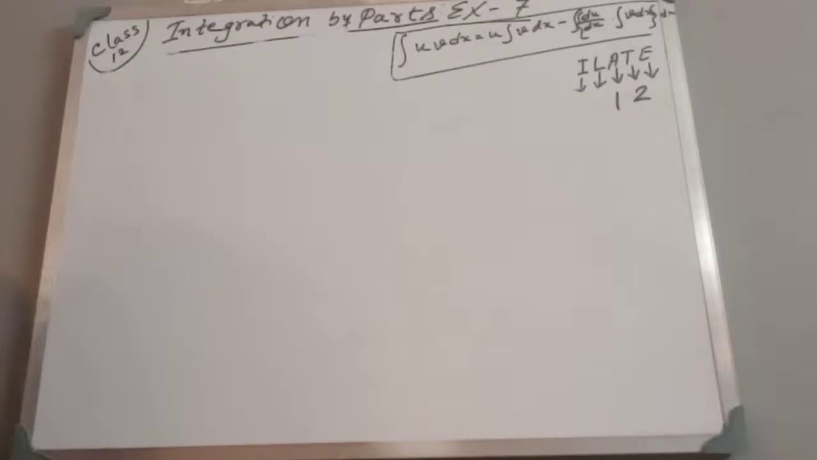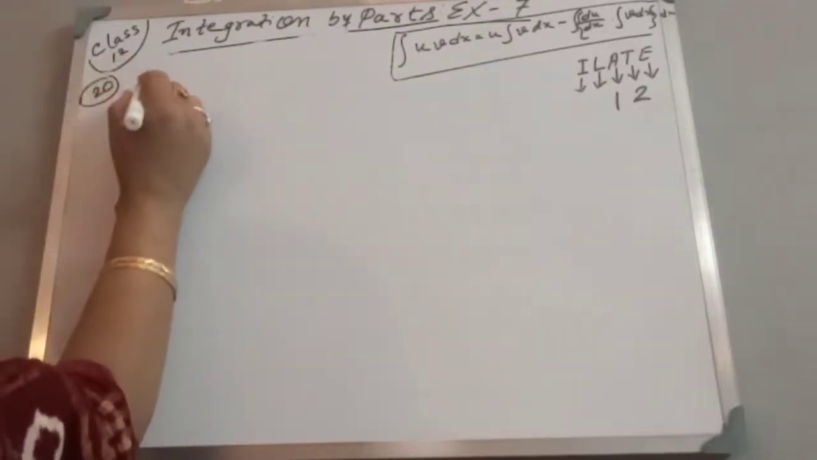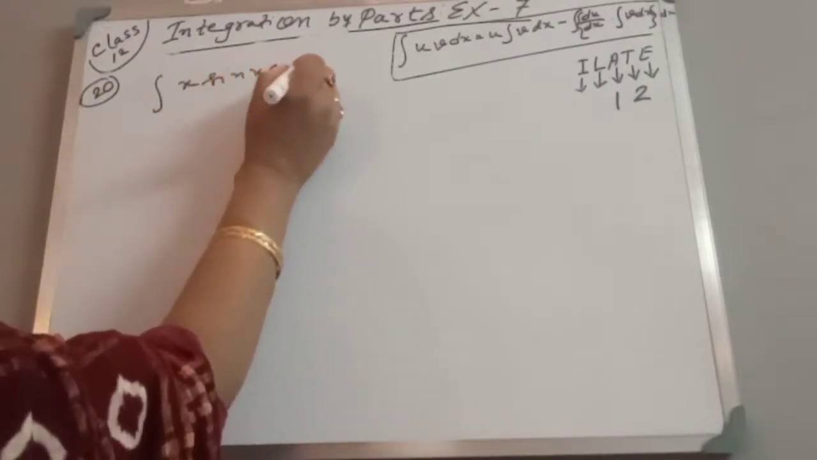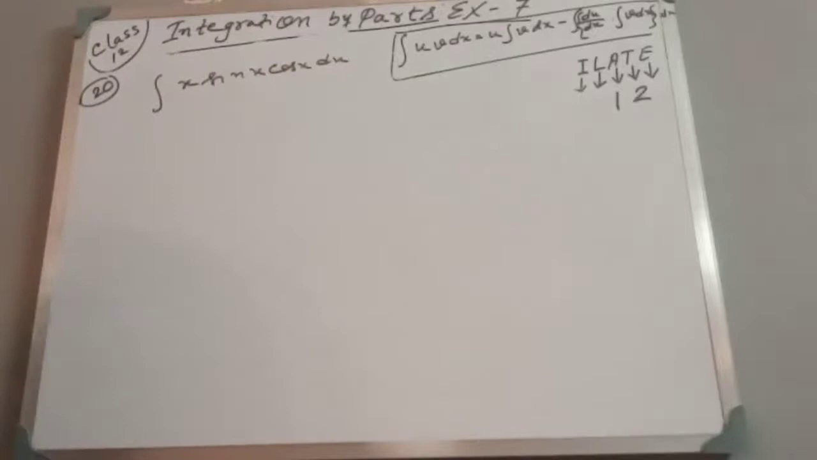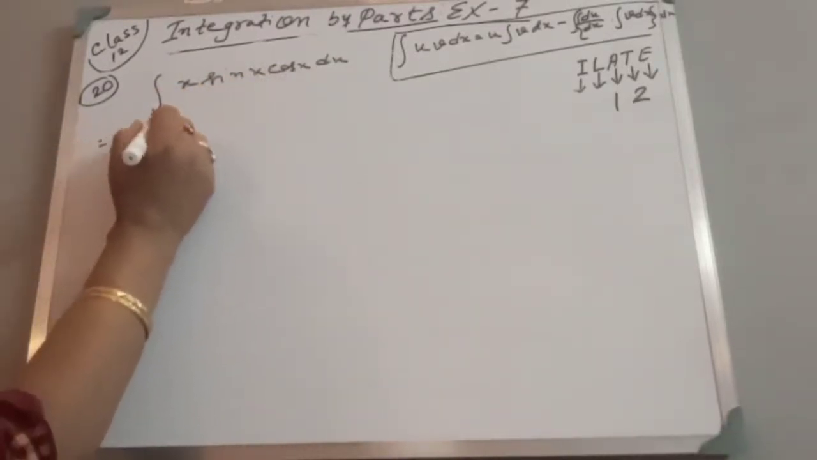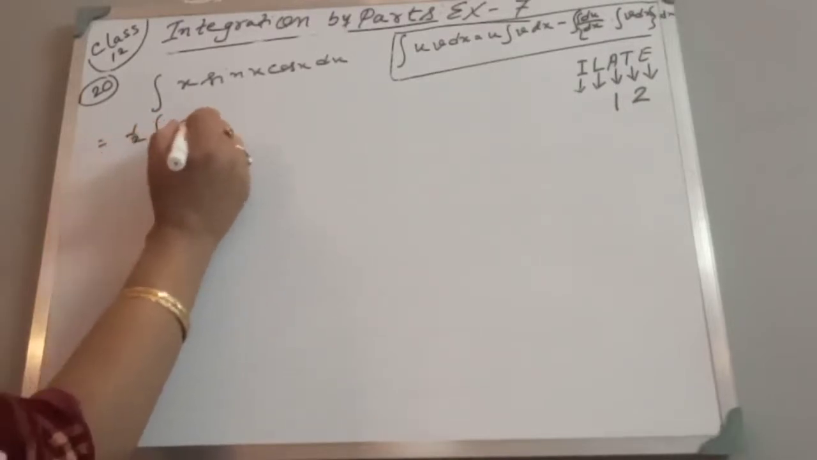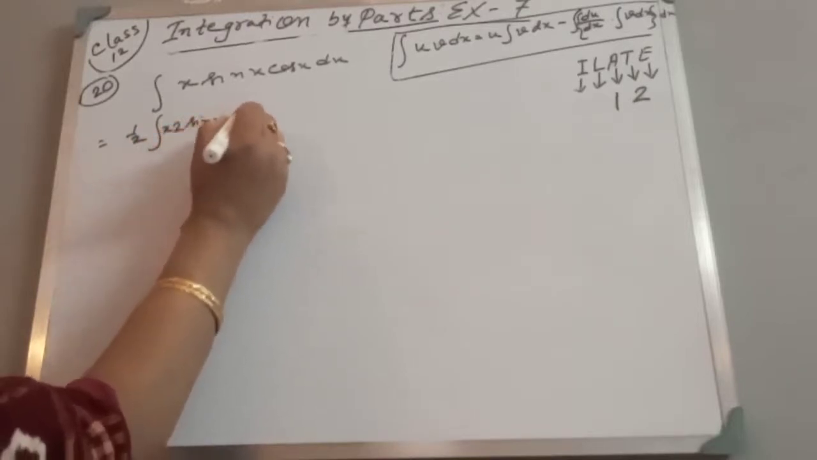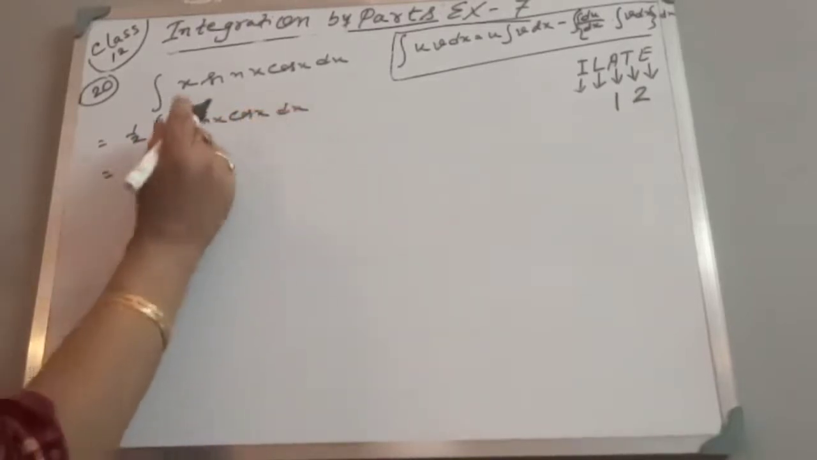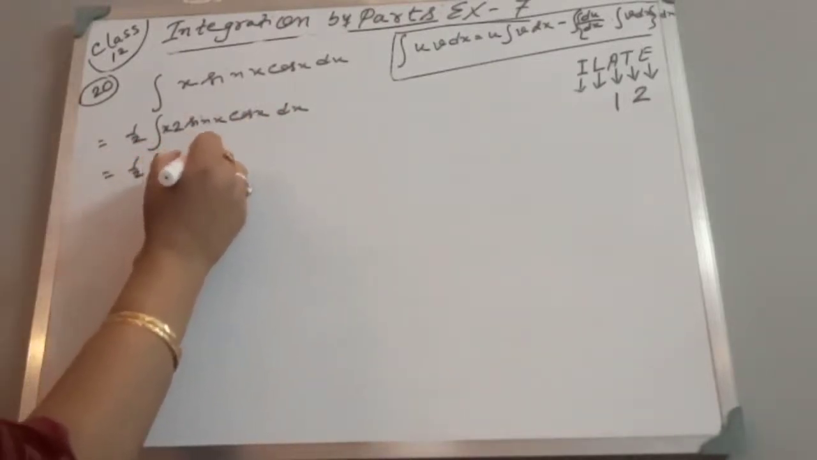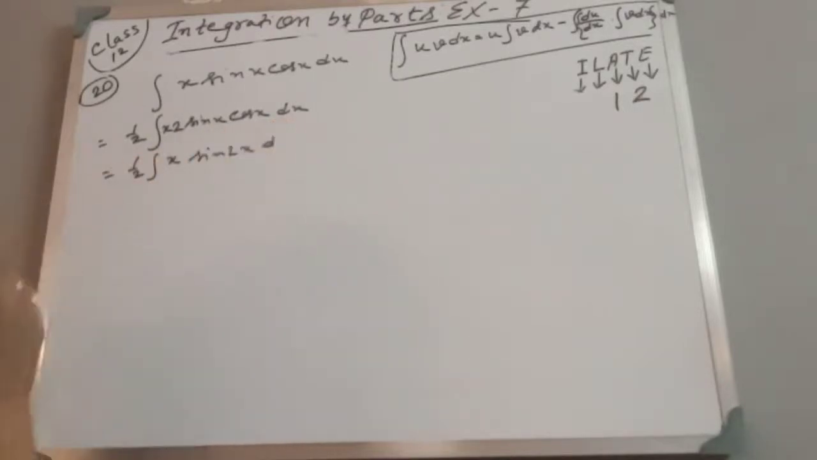Sum number 20. Integral x sin x cos x dx. Now let us write this: x sin x cos x is there, so let us multiply by half. When it is half, obviously it will be 2 right here, x 2 sin x cos x. We have to get sin 2x here. So right here half x, it will be sin 2x. We know 2 sin a cos a equals sin 2a, so follow this rule.